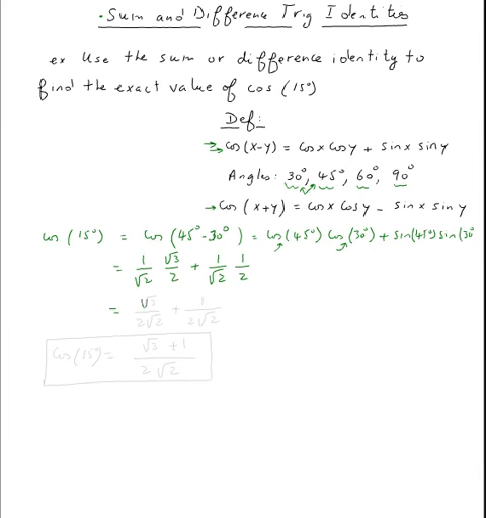Multiply first. 1 times square root of 3 is square root of 3. Square root of 2 times 2 is 2 square root of 2. 1 times 1 is 1. Square root of 2 times 2 is 2 square root of 2. Now we have the same denominator, so just add the tops. Yep, and this is the exact value for cosine of 15 degrees. And that's it for this example.